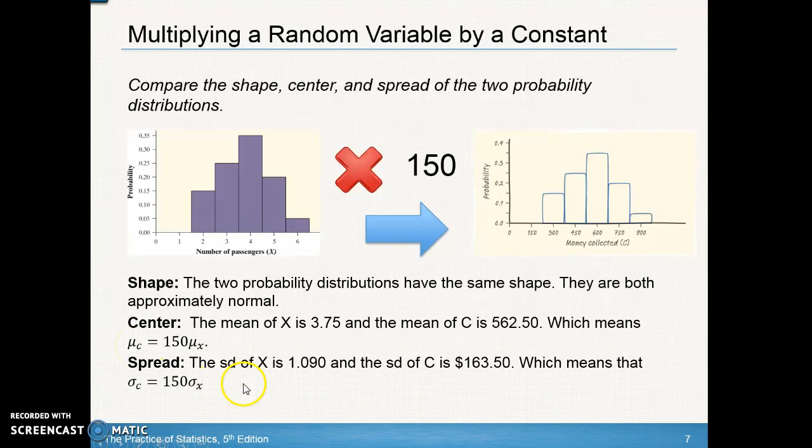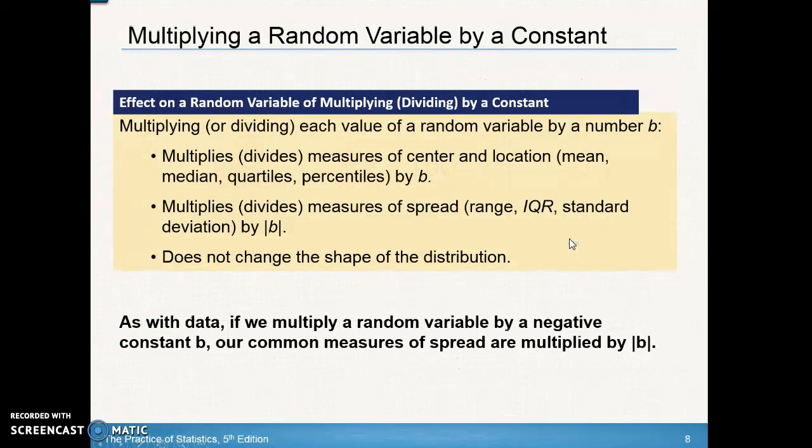Now, how about the spread? The standard deviation of the number of passengers was 1.090. The standard deviation for the cost is 163.50. That means the standard deviation of the cost is $150 times the standard deviation for the number of people. So if the number of people varies by 1.090, multiplying that by $150 per person gives me my new standard deviation. Here's just a general overview of what happens when you multiply a random variable by a constant.